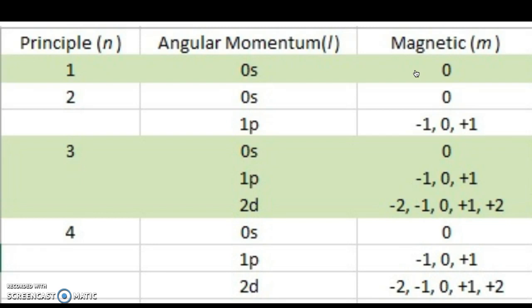The principal, or n, which tells the size of the orbital; angular momentum, or L, the shape of the orbital; and the magnetic, the m, the orientation of the orbital in space and the number of orbitals. There's also a fourth quantum number that tells us spin.